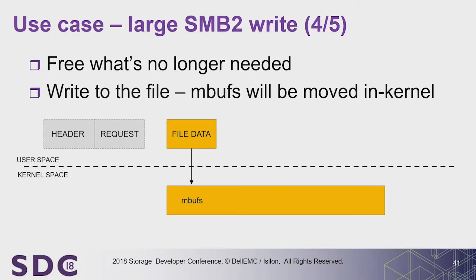Of course, we can free what's no longer needed, because the header and the request, we've done processing the packet, the request, so this can be freed. Right, like I said, the mbufs that were received will essentially be moved to the file representation. There is no copying involved inside. You can just detach the mbuf chain of the representation that we have in the kernel and attach it to the file. Yes, I'm simplifying. There's a lot of locking involved and tricks like that, but that's the general idea.